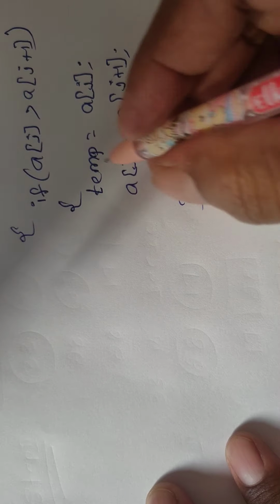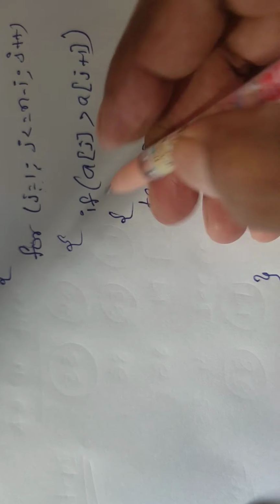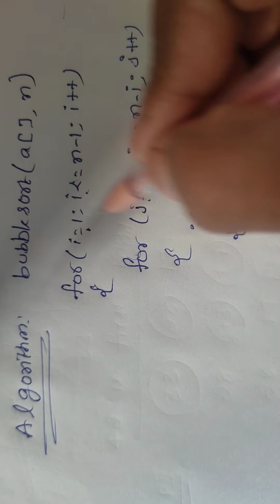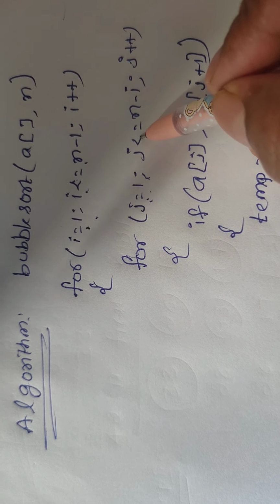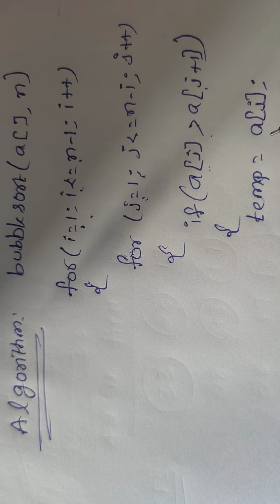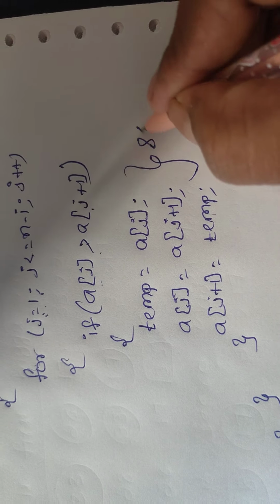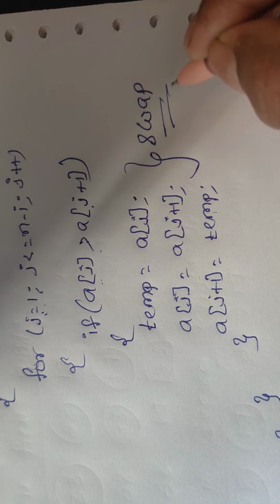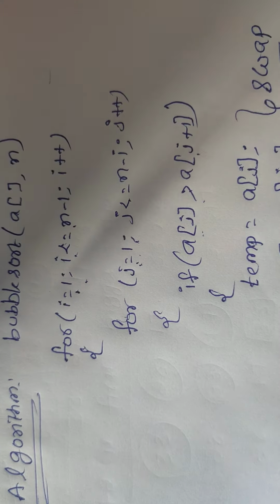After swapping, we close the if, we close the inner for loop, and we close the outer for loop. So this is the simple algorithm for bubble sort. i is for the number of steps, j is for the number of comparisons. This is how to check the condition. After the condition is satisfied, this technique is simply called swapping. Swapping means interchange. So this is the algorithm for bubble sort.